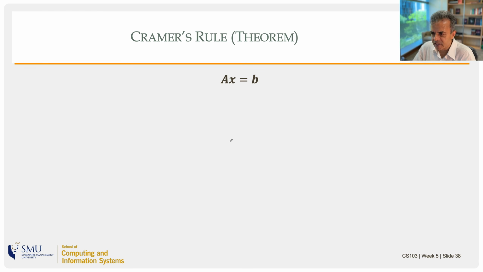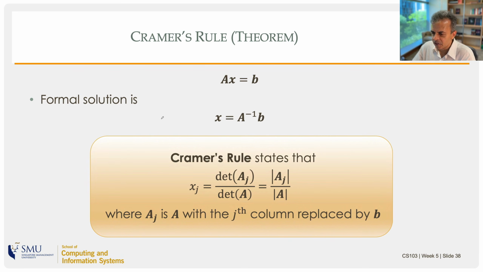A is a square matrix, and let's say it's invertible and there's a unique solution. In other words, determinant of A is not 0. Then I can write the formal solution as x equal to A inverse B. That is good. Then you can say that each element of x, each unknown xj, is the determinant Aj divided by the determinant of A.